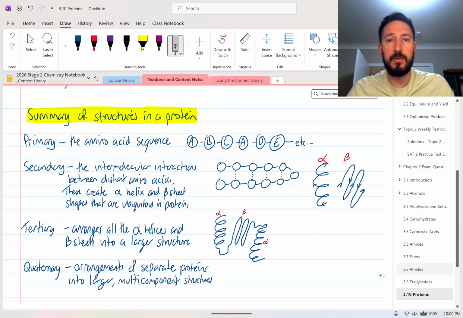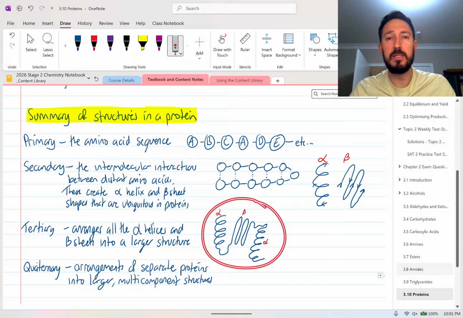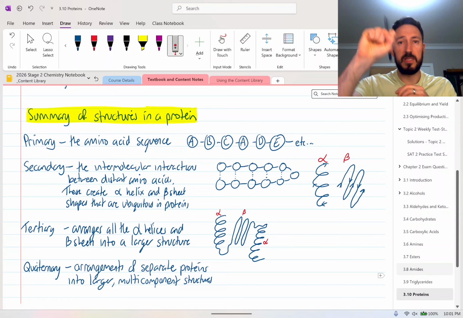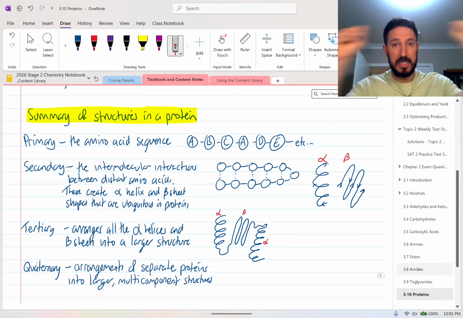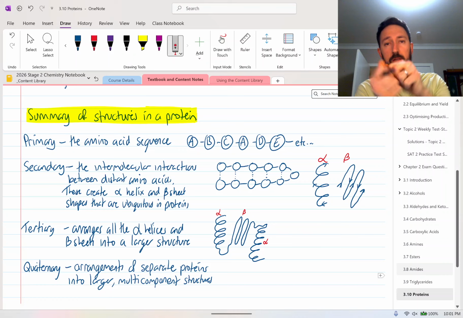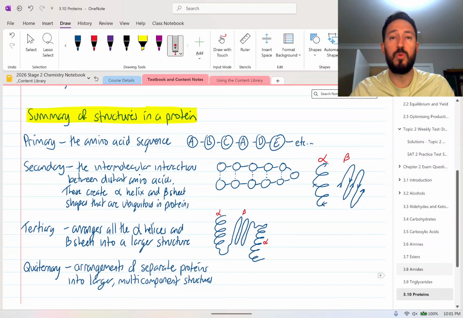Now, there is one extra level, and we'll finish with this, and that is quaternary, so the fourth level structure. If you have one piece like this from one amino acid sequence, you can actually make composite proteins where you have one protein molecule with its particular structure, and another separate molecule with a separate structure, and they can join together through intermolecular interactions to make a quaternary structure. So if you have an overall protein that has multiple separately bonded pieces, that gives us our quaternary structure.